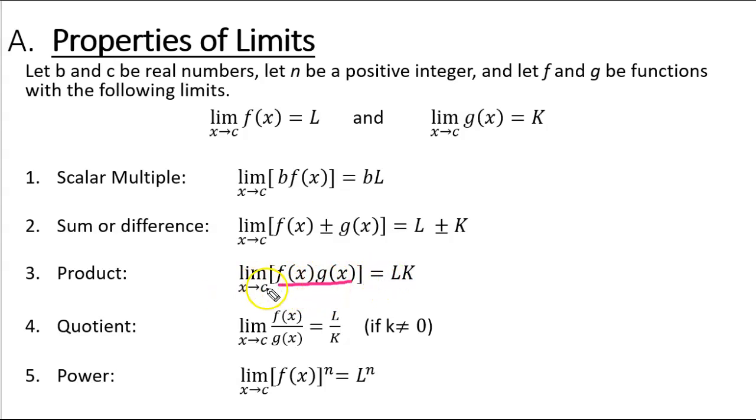Next one here, we have product. Not surprisingly, all you do is you take the limit of f, you take the limit of g, and multiply those limits together. Same thing with division. Limit of the top, limit of the bottom, you get L over k. Now this only works so long as the limit of the bottom, k, is not equal to 0, because as you guys know, you're not allowed to have 0 in the denominator. If that happens, you would have to say no solution.